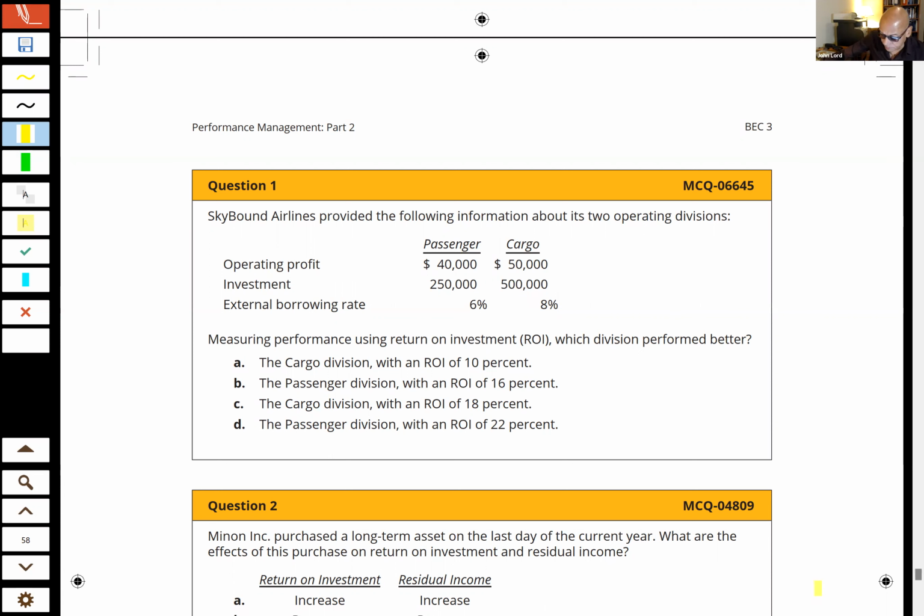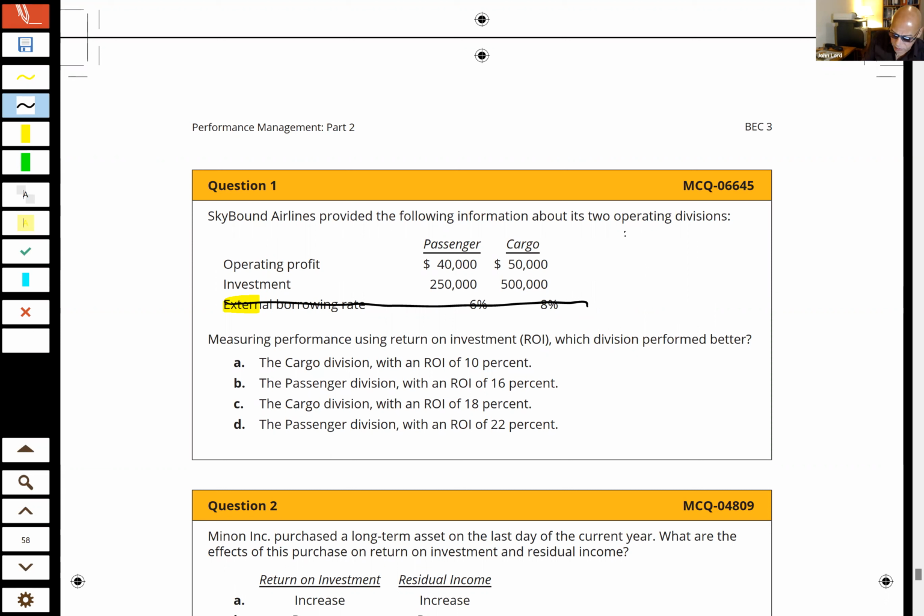Okay, so let's take a look. And good, most of us got this right. It is simply going to be to calculate the return on investment of these two different entities and compare them. Now, the external borrowing rate might be relevant if they were trying to get us to calculate some sort of hurdle rate or something. Here, it's not necessary. They just simply want the return on the investment, right?